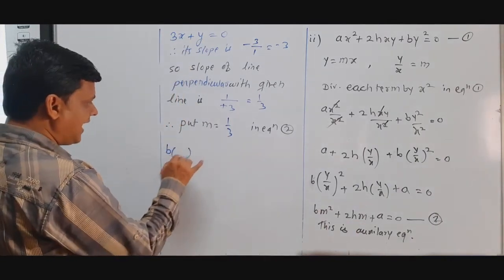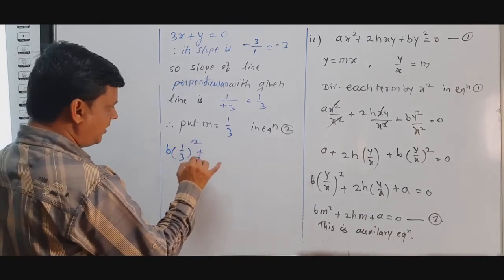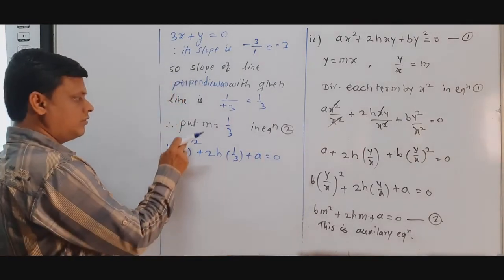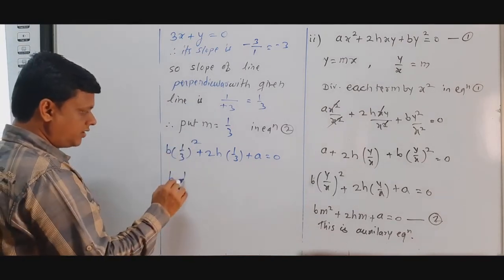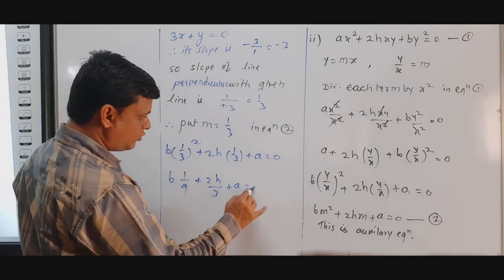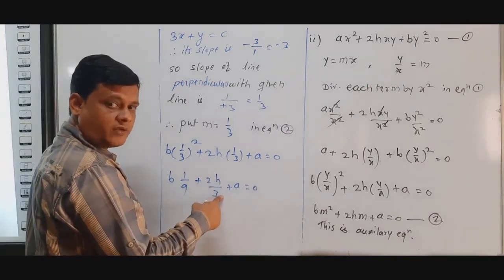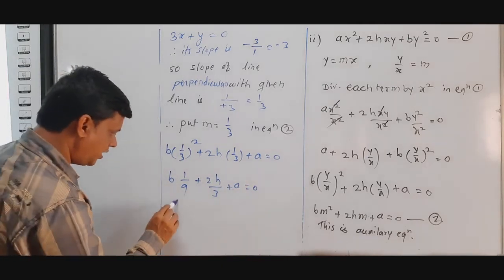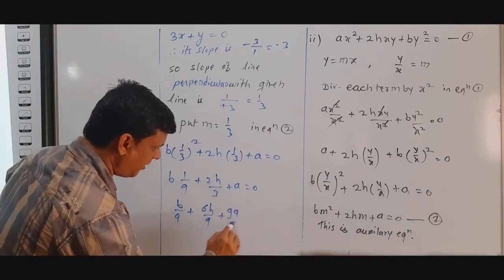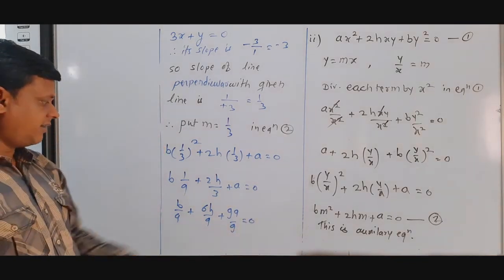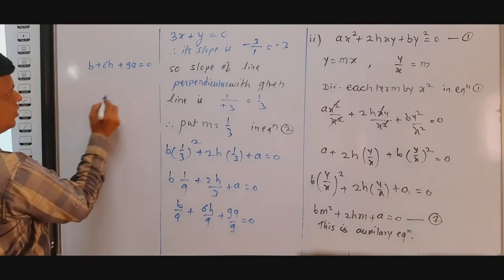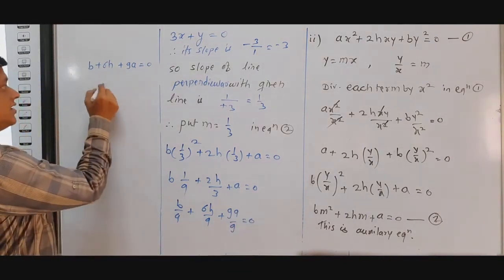So we substitute the value of m as 1 by 3: b into 1 by 3 its square plus twice h into 1 by 3 plus a equals 0. Now we have to square first. Square of 1 is 1, square of 3 is 9. So we write b into 1 by 9 plus twice h by 3 plus a equals 0. Now multiply and divide the second term by 3, and the third term by 9. So we get b by 9 plus 6h by 9 plus 9a by 9 is equal to 0. Now the base is the same, so taking the base same, we write b plus 6h plus 9a is equal to 0, because after transferring this 9 to the right hand side, this is the required condition.